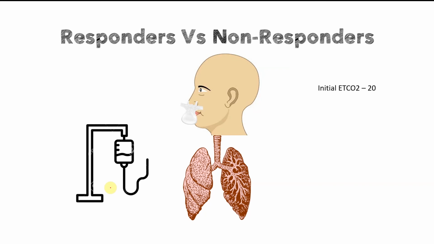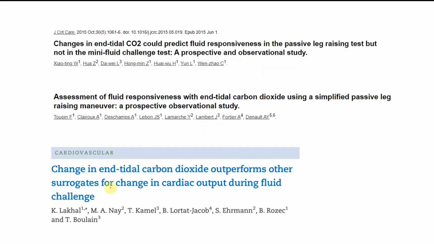So we've got a patient on end-tidal. They initially have an end-tidal of 20. We give a small bolus of 250. It goes up marginally to 22. We give another bolus of 250. It goes to 24. We know that the patient is actually responding to that fluid clinically, and it keeps going. So there's a lot of good data on this.